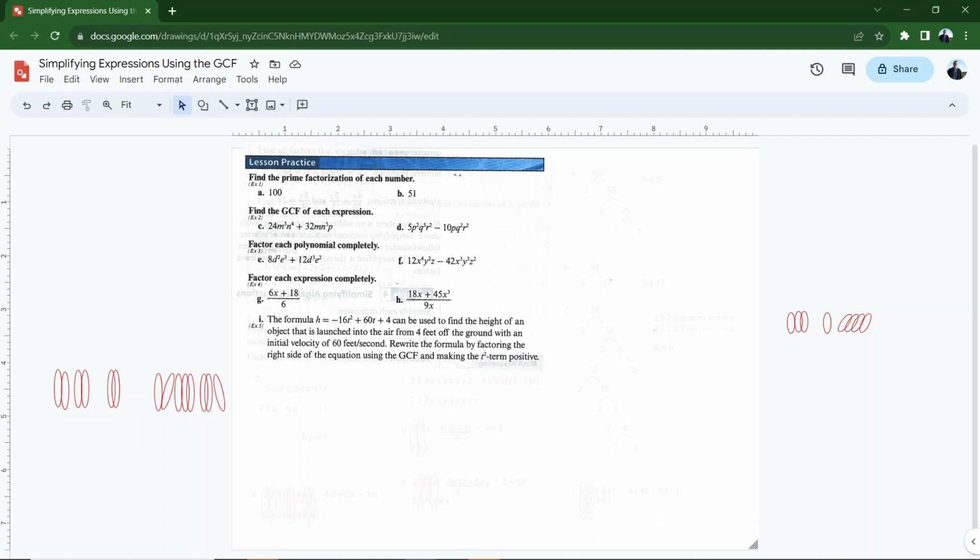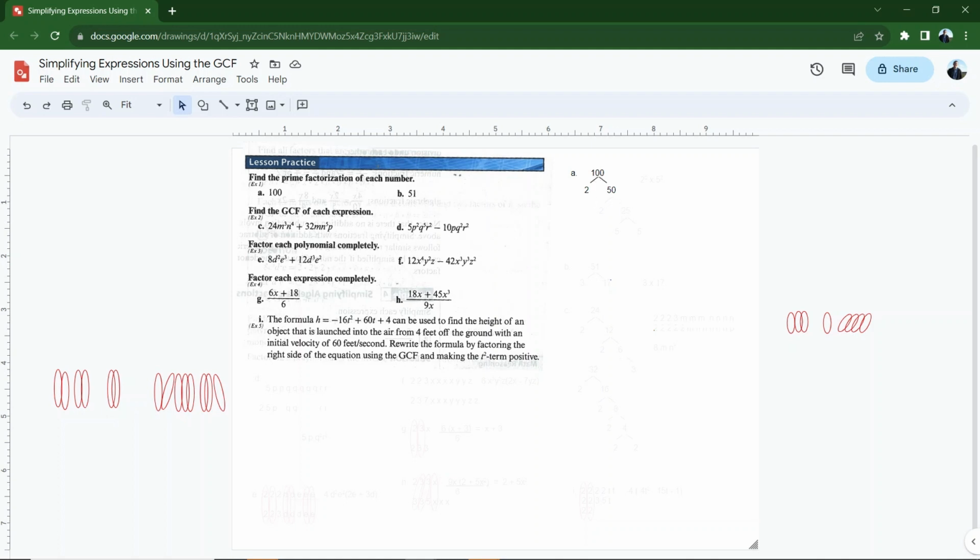Okay, let's get started. The first thing we're going to do is a prime factorization for the number 100. And this is how you do it. You figure out what numbers multiply together to make 100. And I did 2 times 50 because I always like to start with the smallest number possible. And for an even number, I can factor out a 2.